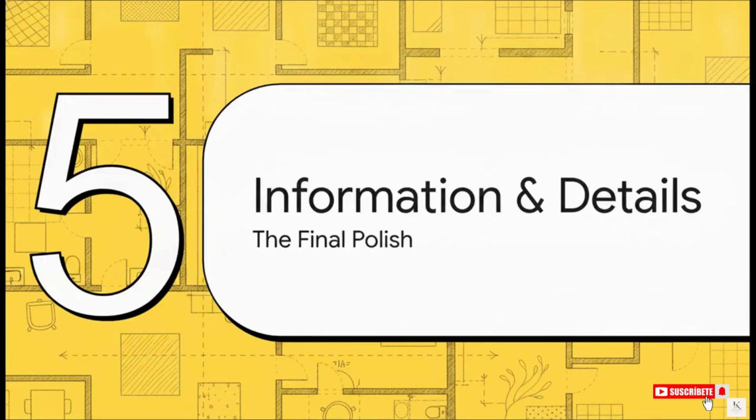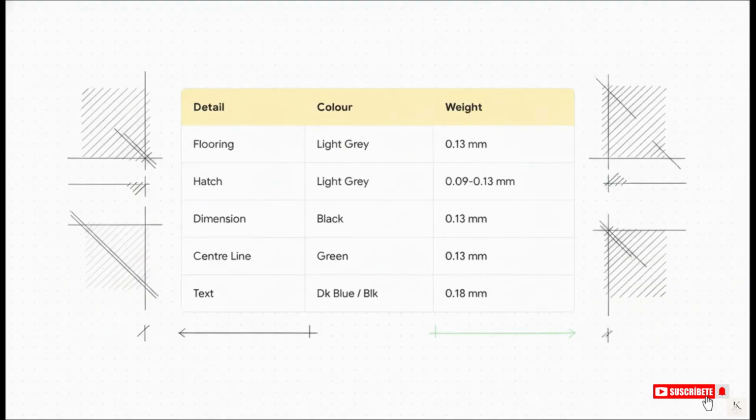Let's move into Section 5, Information and Finer Details, the final polish. So we've built the walls, placed the furniture, and routed all the plumbing. Now we introduce the thinnest, most delicate layer of our CAD anatomy. This includes surface textures, material patterns, and crucial measurement data. Look at how incredibly thin these lines get.